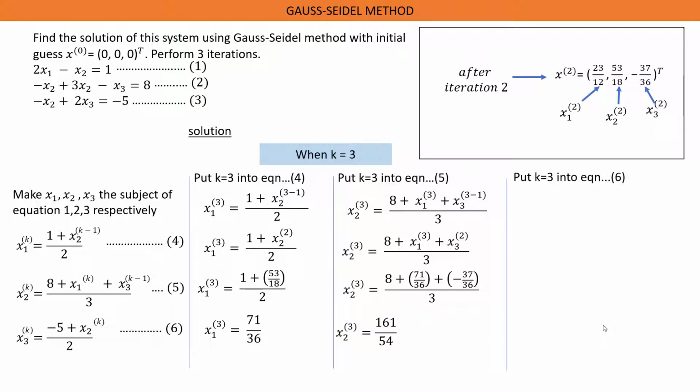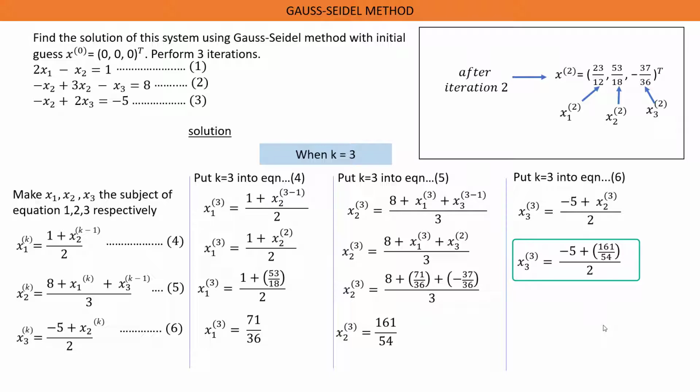Put K equals 3 into equation 6. This is the equation we will get after doing that. S2 iteration 3 is already calculated, that is 161 over 54. Putting in that value will give us this equation. Solving this will give us S3 iteration 3 equals negative 109 over 108.